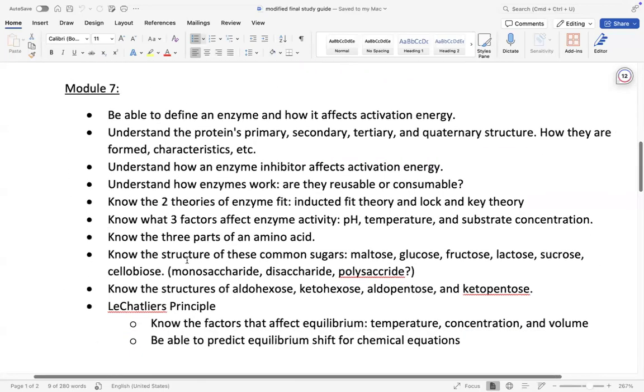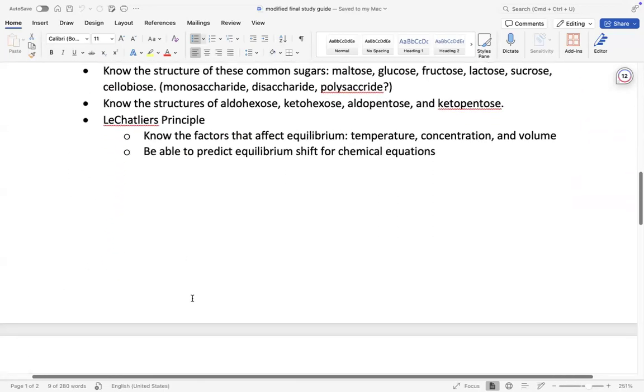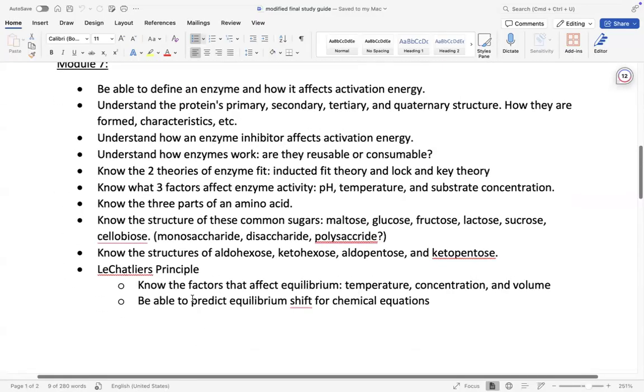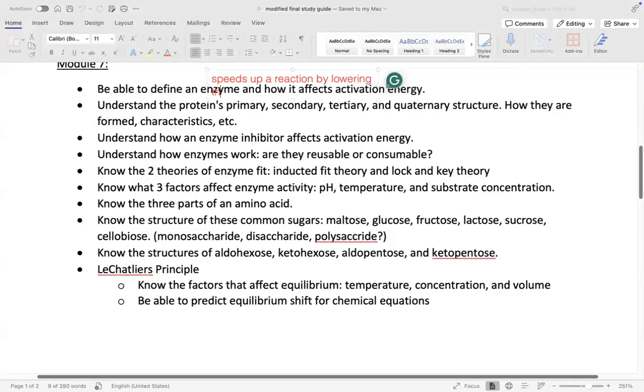Okay. Module 7, there's a lot written. Be able to define an enzyme and how it affects activation energy. So an enzyme is something that speeds up a reaction by lowering the activation energy. All right, lowering the activation energy. So that was one of our true-false questions that we did on the practice test.